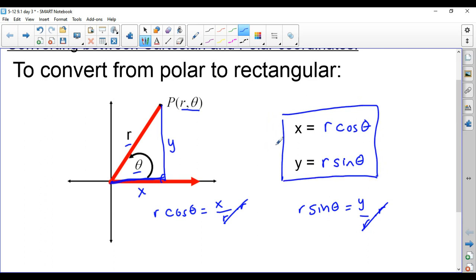And they will automatically give you the correct signs because, for example, if a point is over here in second quadrant, cosine is always negative in second quadrant, so the x coordinate will be negative. Sine is always positive in second quadrant, so the y coordinate will be positive.